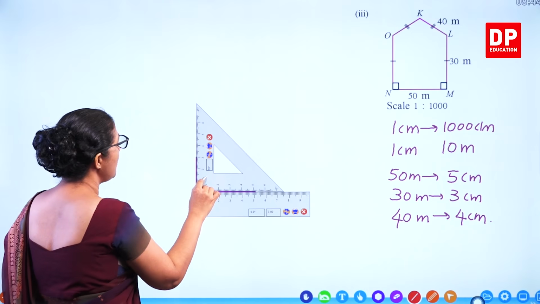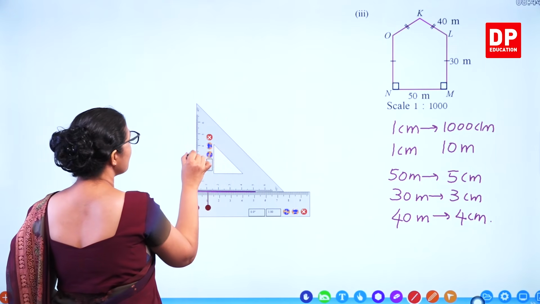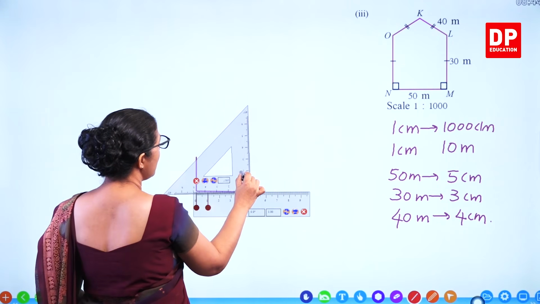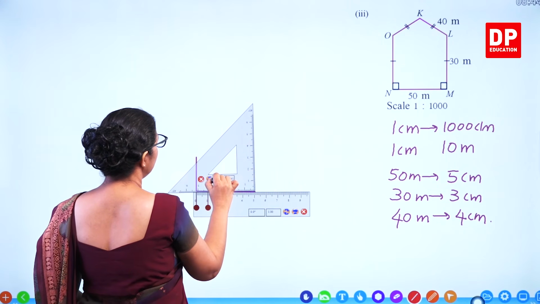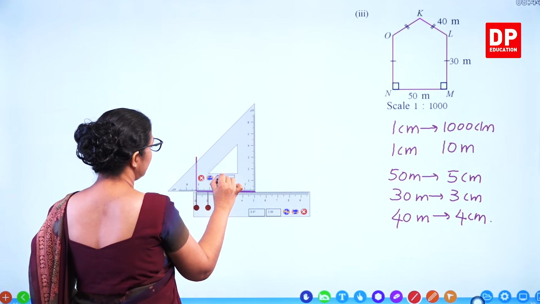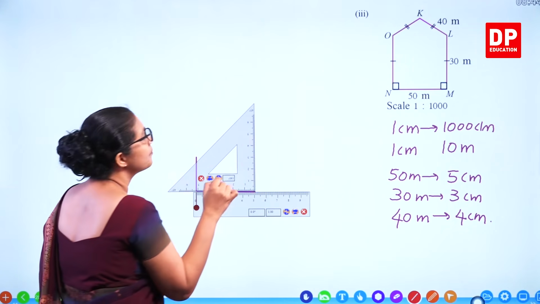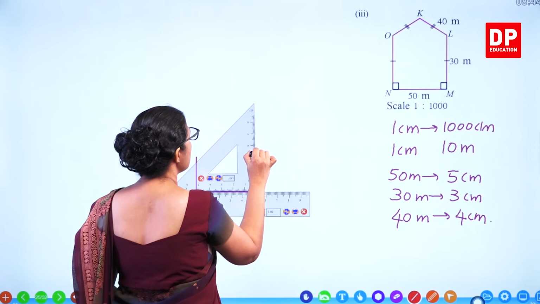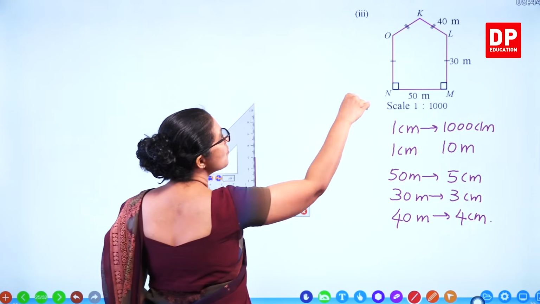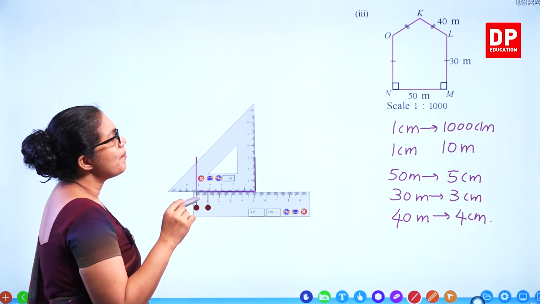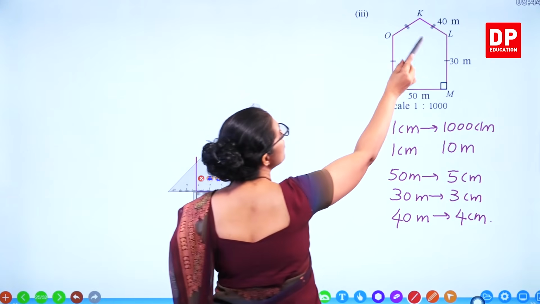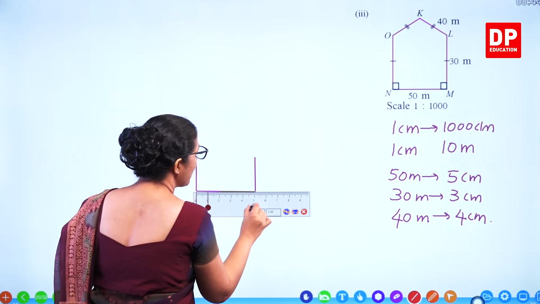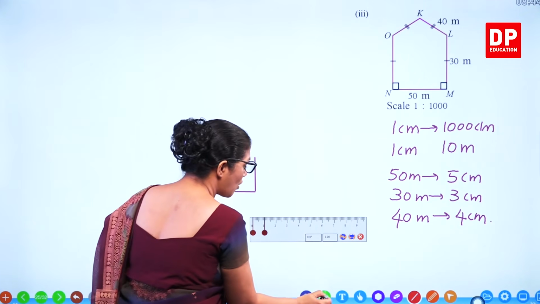Now again we have to draw another perpendicular line to this point. Three centimeters again. So here to here 3 centimeters. Now these two lines are okay. Now how we measure this one? You need the protractor. You need not the protractor, you need the compass.